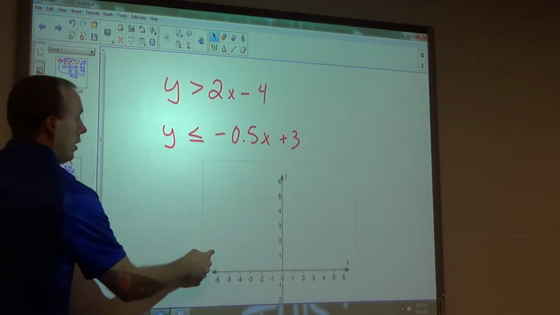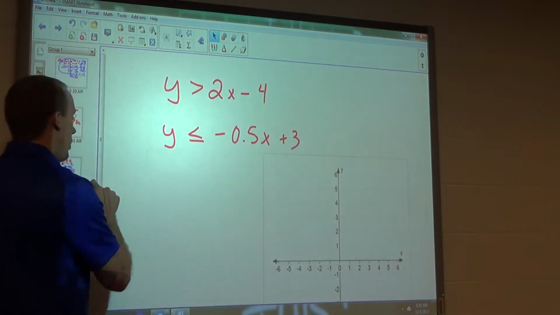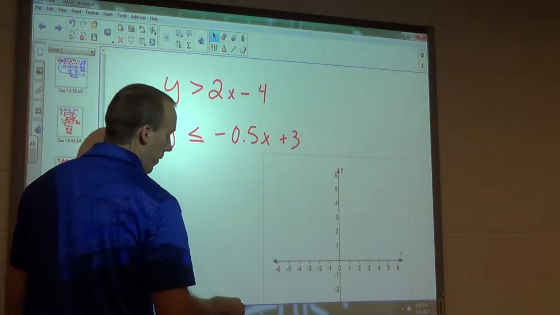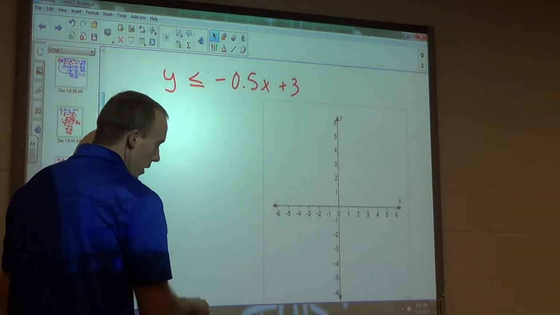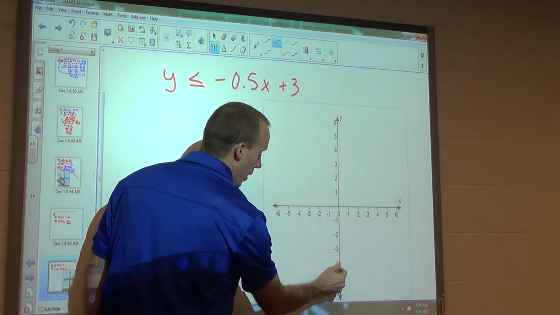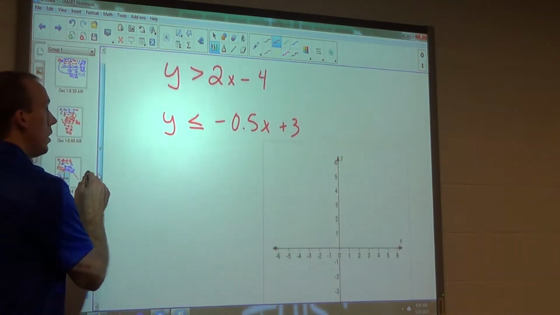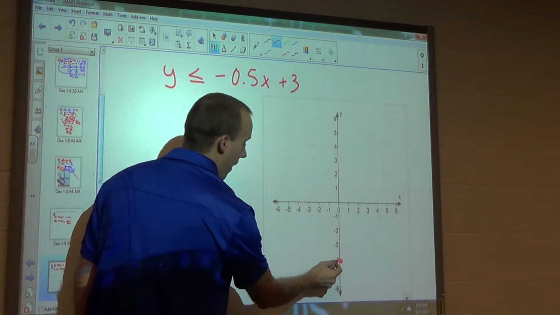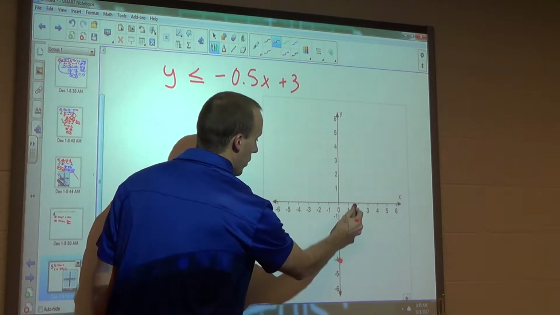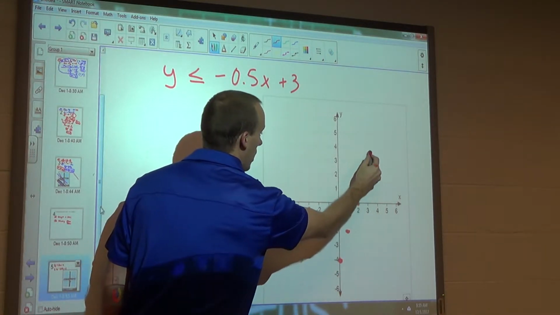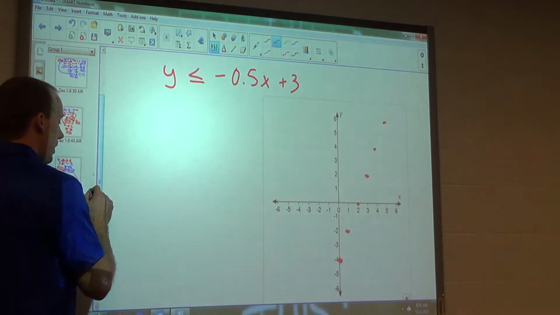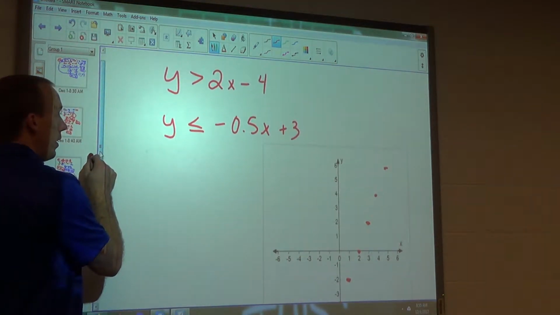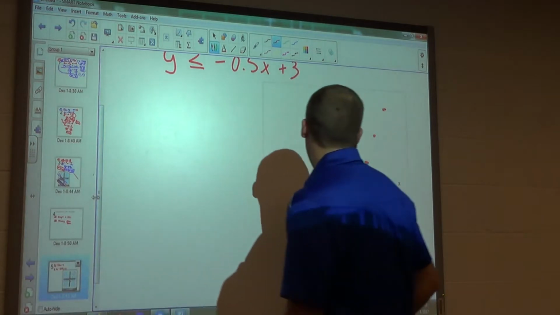Okay, so one thing I can do here on this problem, let's graph the first line. You guys all probably know how to do that one. Okay, so I'd start at negative 4, and then I would go up 2 over 1, up 2 over 1, up 2 over 1. Okay, and then is that solid line or dotted? Dotted, so this is going to be a dotted line.